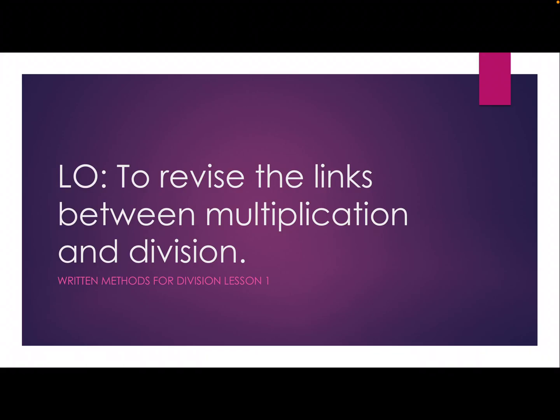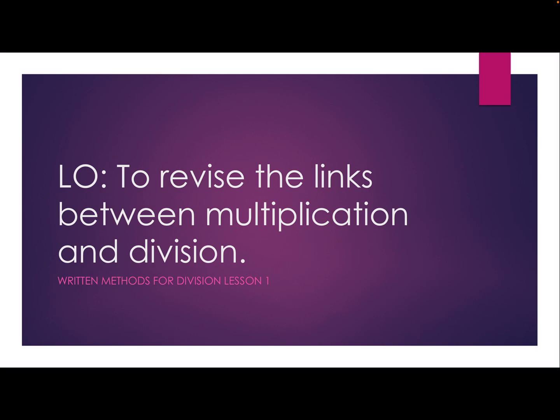Right, we finished our written methods for multiplication. Now we're going to look at written methods for division. We're not actually going to use a written method for division today because we need to recap what division really is. We need to see why division is the inverse of multiplication.